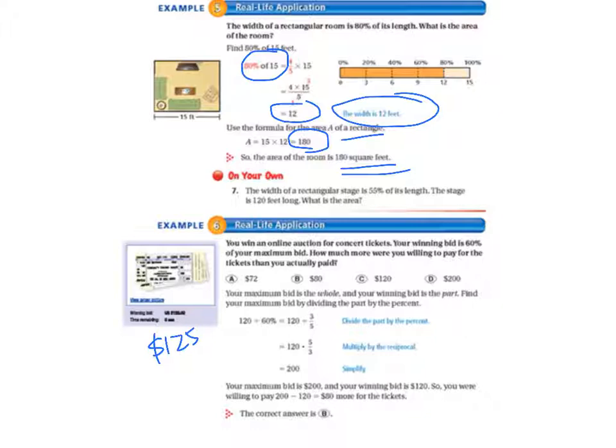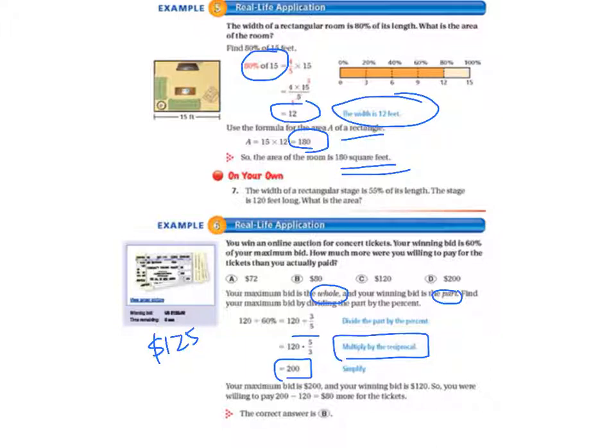And it says your maximum bid is the whole, and your winning bid is the part. So whole and part. Find your maximum bid by dividing the part by the percent. So 120, that's the part, divided by 60% equals 120 divided by 3/5. Divide the part by the percent. So 120 times 5/3, multiplying by the reciprocal, because that's how we divide fractions, equals 200.